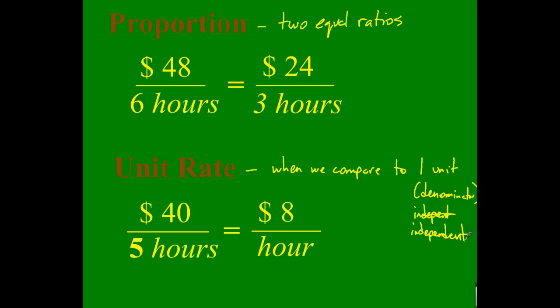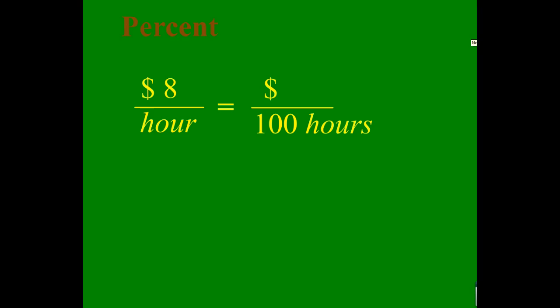Okay, now let's talk about what a percent is. A percent is, instead of doing it for 1 hour, I want to say, all right, what happens if I do this for 100 hours? So this is when we compare to 100. A unit rate is when we have one of those parts, right? We break it down to one part. It's often easier to use this than to calculate other things.